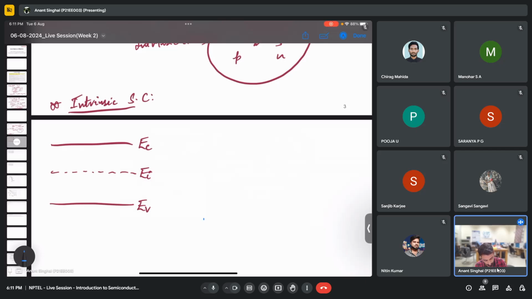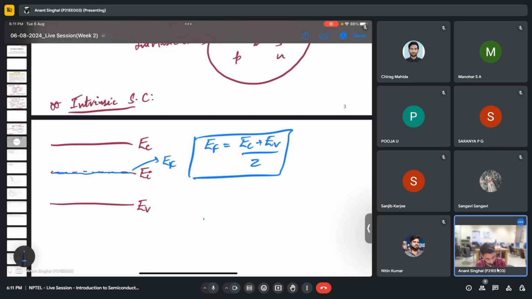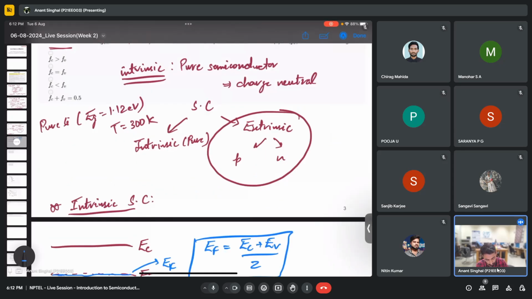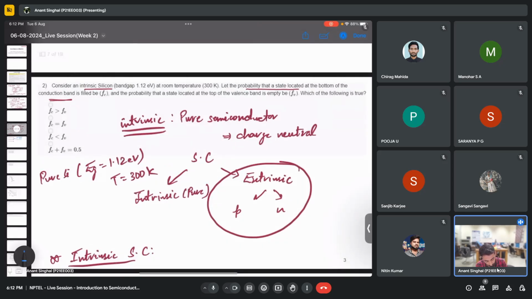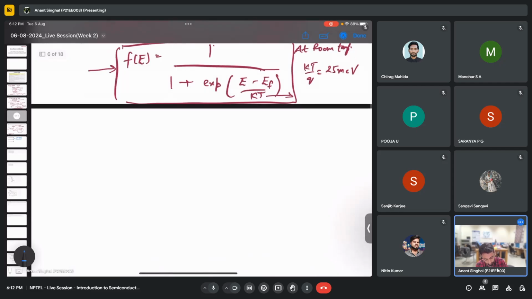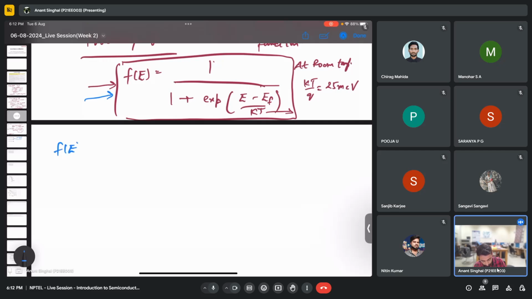Okay, fine. So for an intrinsic semiconductor, the Fermi level is in between the conduction band and the valence band. So basically, EF is located at EC plus EV by 2. That is in the middle of the conduction and valence band. So that is what the question says. We have an intrinsic silicon and the probability of the state located at the bottom of the conduction band. So the probability is given out by this function that we already discussed, Fe. So Fe basically is a Fermi Dirac distribution function.